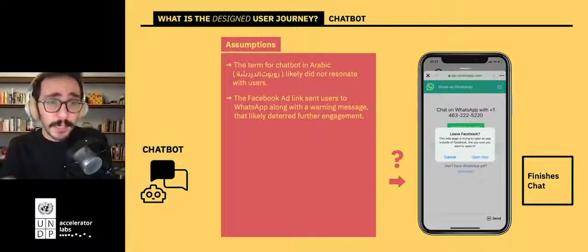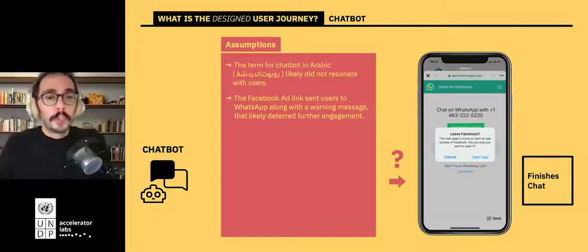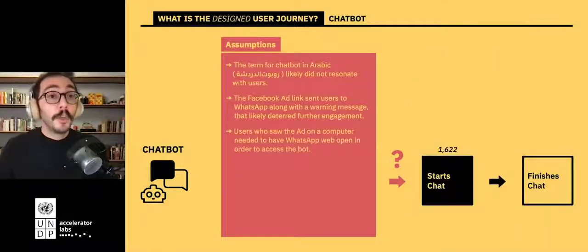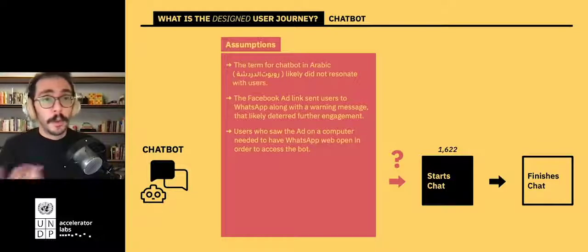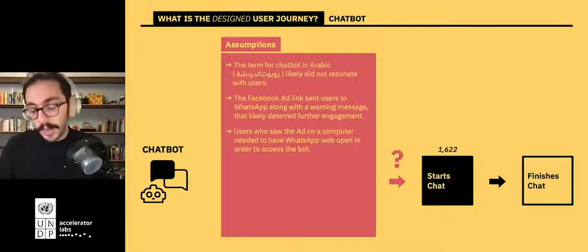Another one was that the link within the Facebook ad sent users to WhatsApp along with a warning message that looks like this if you're on mobile. And this might have also deterred further engagement. If people are not used to going between two apps using deep links or hyperlinks, then they might have clicked cancel and then stopped the interaction there. If users were looking at this ad on a computer or on web, they needed to have WhatsApp Web open in order to interact with the robot. And if they didn't have it at all, then that interaction would have stopped right there.